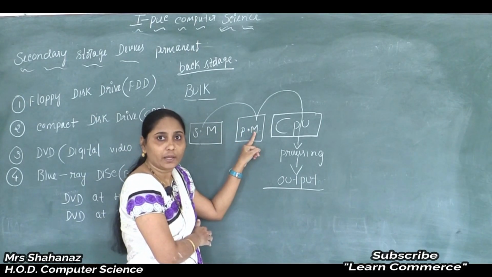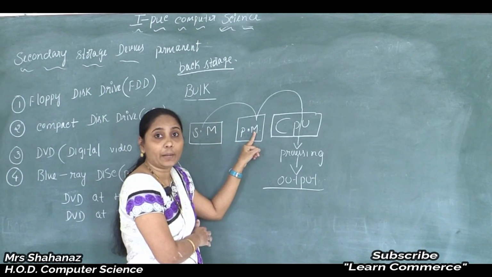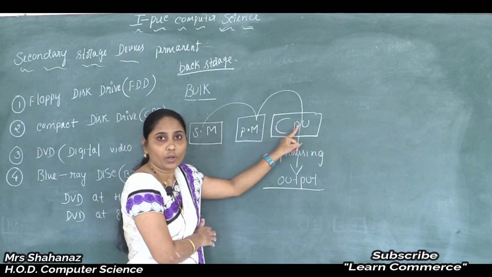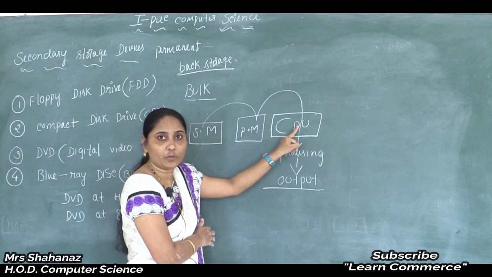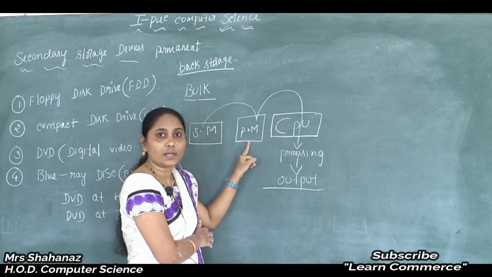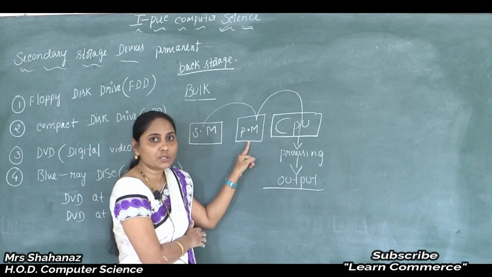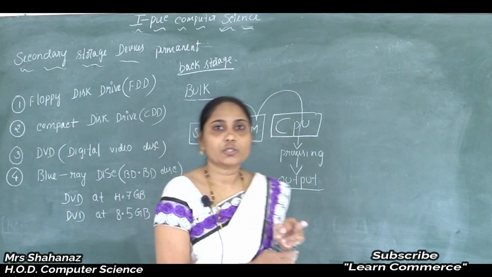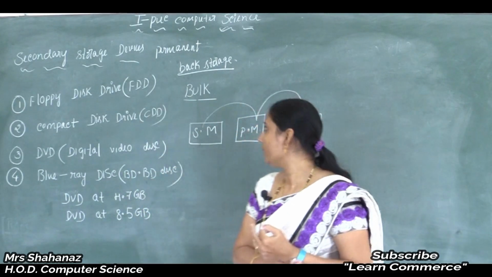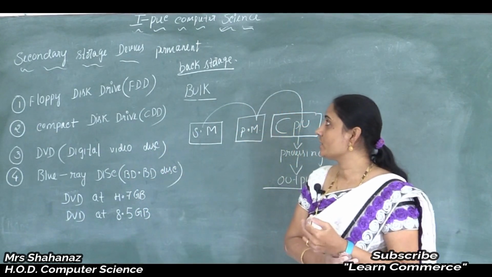As we know, the primary memory directly communicates with the CPU, and the CPU works at a very fast rate, so it needs faster memory. The primary memory is used because it works very fast. So clear this part. These are some points about our secondary storage devices.